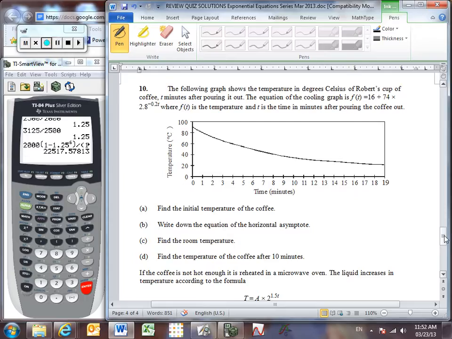So we've got a graph that shows the temperature in degrees of Robert's cup of coffee, t minutes after pouring it out. And obviously because it's cooling down after he's poured it out, we can see that this is an exponential decay function. The equation of the cooling graph is 16 plus 74 times 2.8 to the power of negative 0.2t. Sorry about the formatting there. And f of t, this function, represents the actual temperature at time t, where t is the number of minutes after pouring the coffee out.